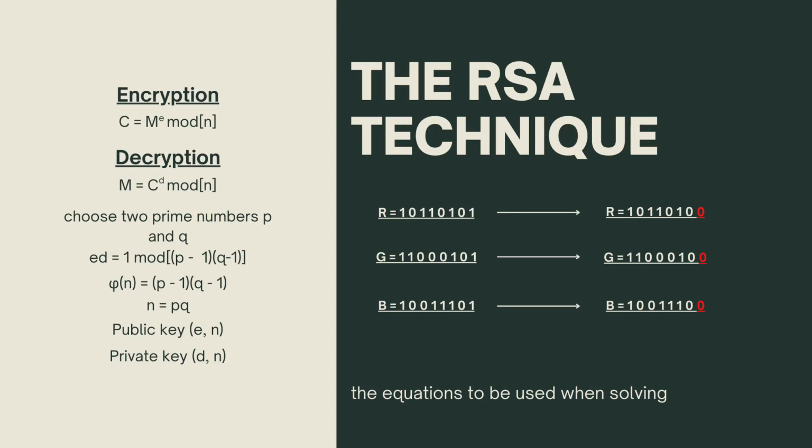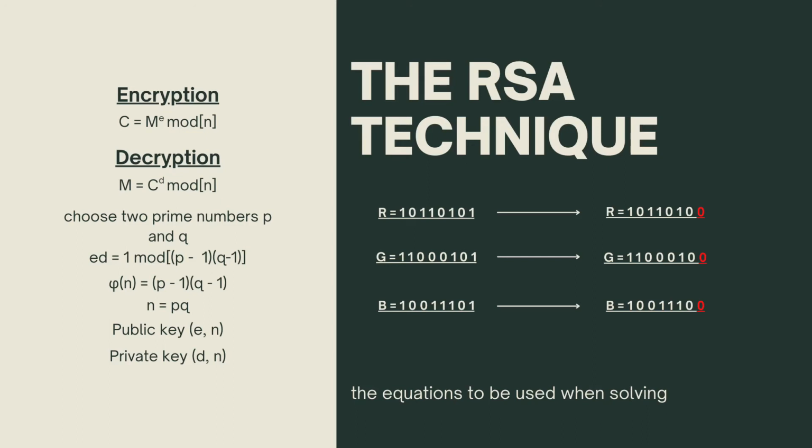Located at the left side of the slide, you can see the different equations that we will use when we solve using the RSA technique. Let M be equal to plain text and C be equal to ciphertext. So, let M be the ASCII code of the plain text and C the ASCII code of the ciphertext.